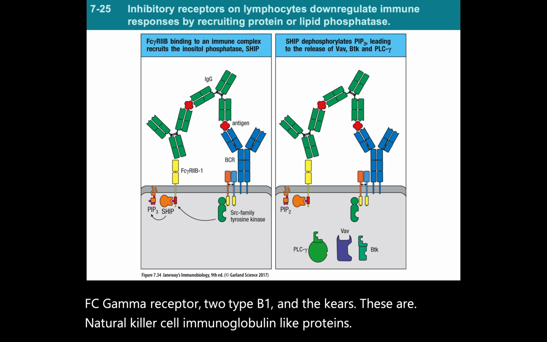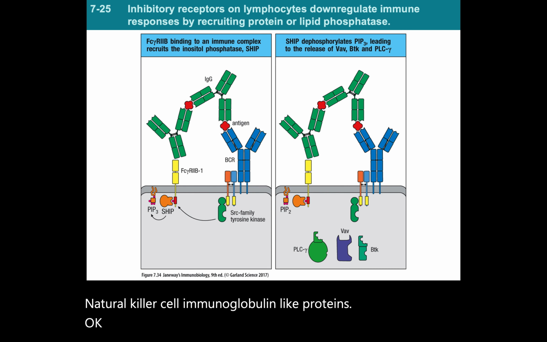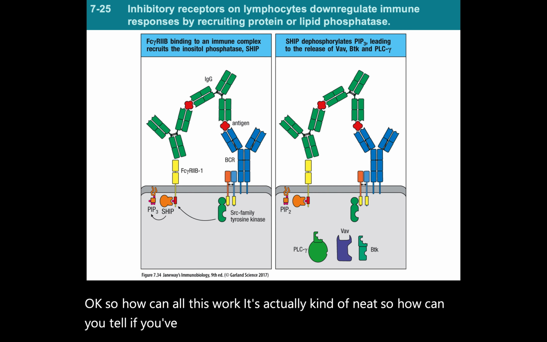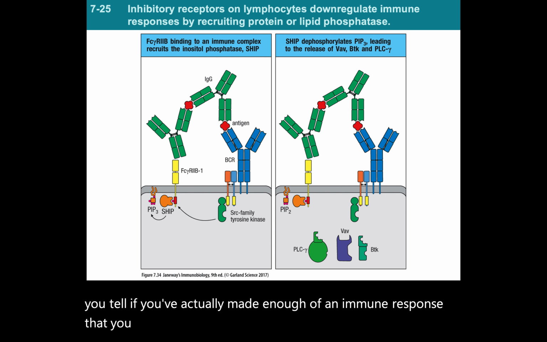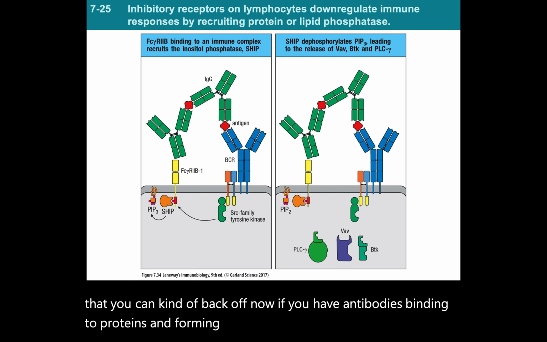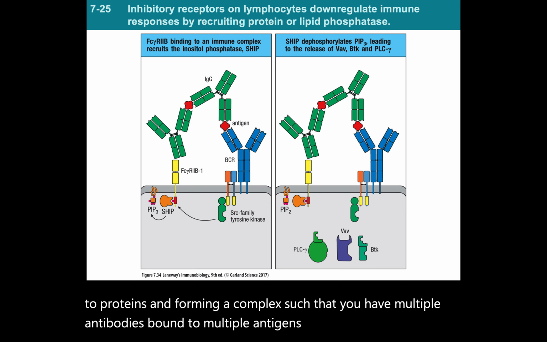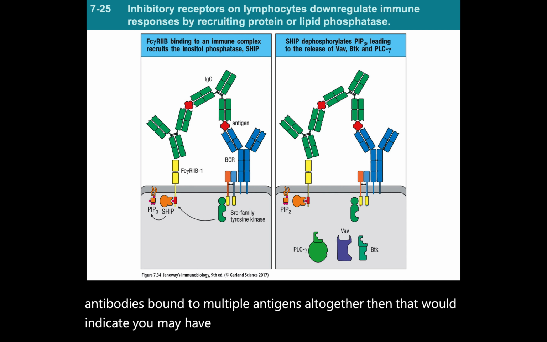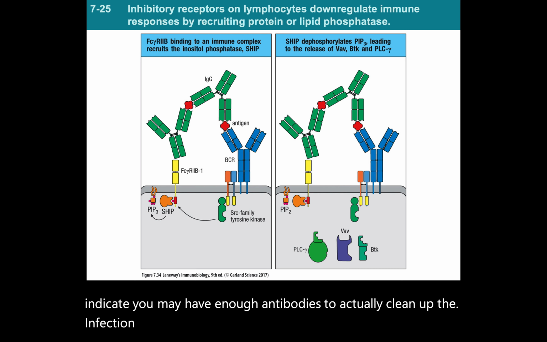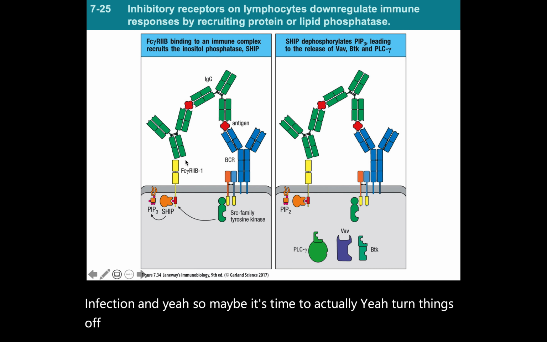Okay, so how can all of this work? Well, it's actually kind of neat. So how can you tell if you've actually made enough of an immune response that you can kind of back off now? If you have antibodies binding to proteins and forming a complex, such that you have multiple antibodies bound to multiple antigens all together, then that would indicate you may have enough antibodies to actually clean up the infection. And yeah, so maybe it's time to actually turn things off. So this is how that is going to work.